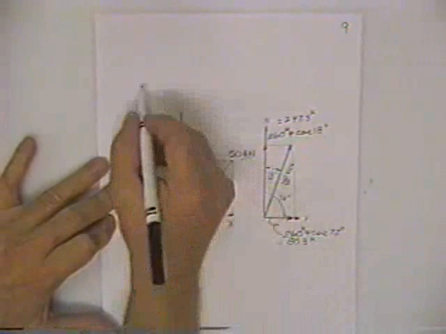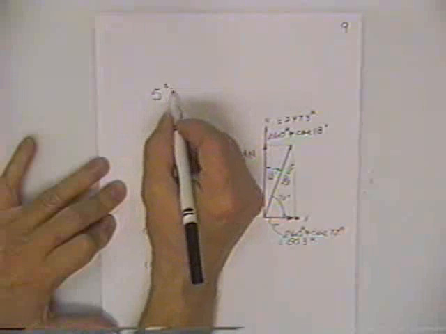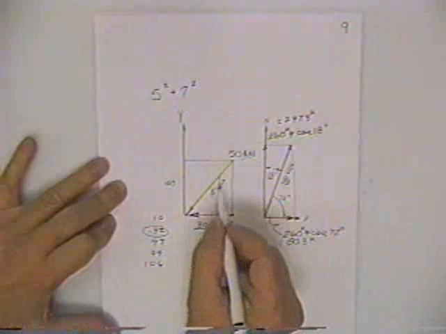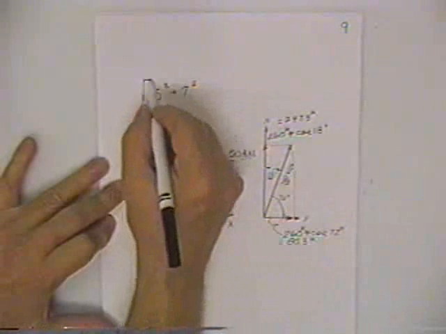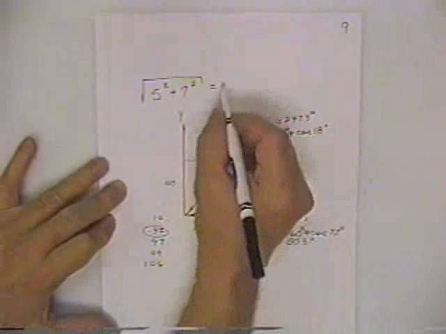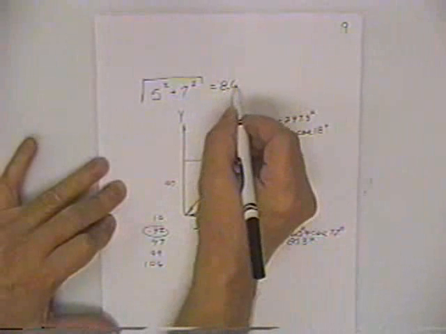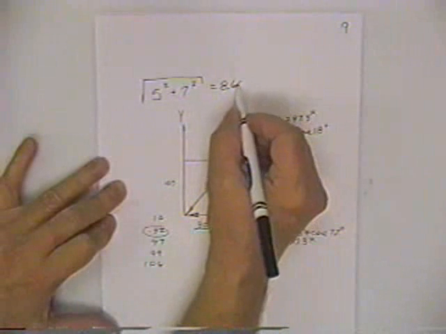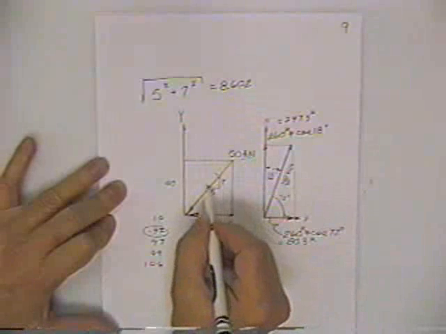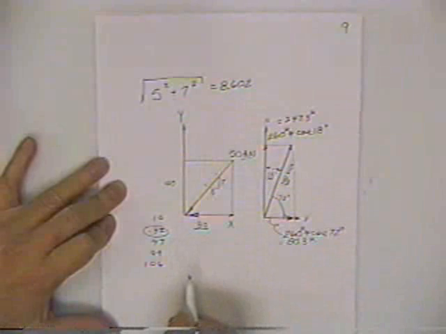You would take 5 squared plus 7 squared, the square of the two sides summed. Take the square root. That gives you 8.6. Give me a little more accuracy, 8.602. Okay, so it was 8.6. 8.6 is how far it is along that hypotenuse.